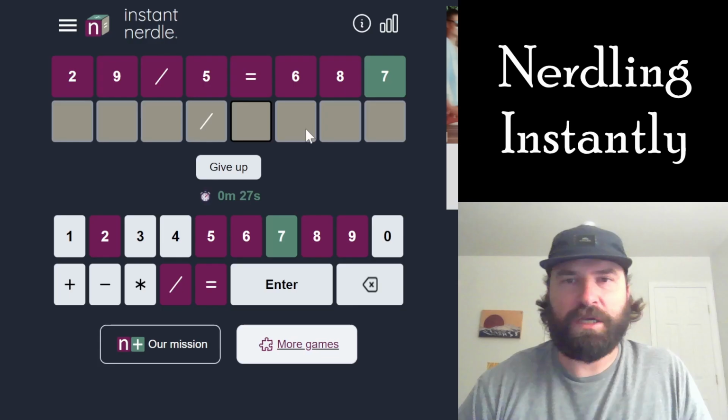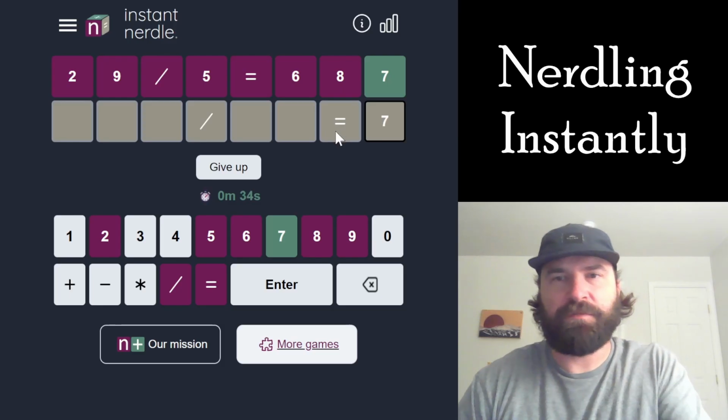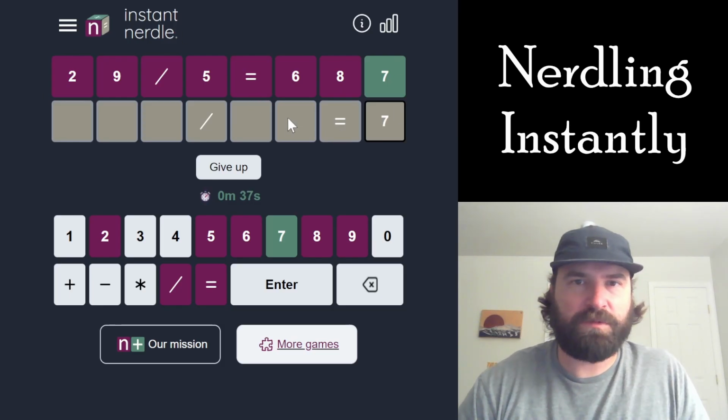I don't know where the equal sign is going to go. It's either going to go here or here. I guess I'll start with it here. 7's definitely going here because it's green. Everything else needs to be moved around.